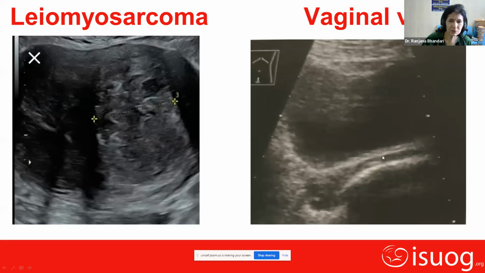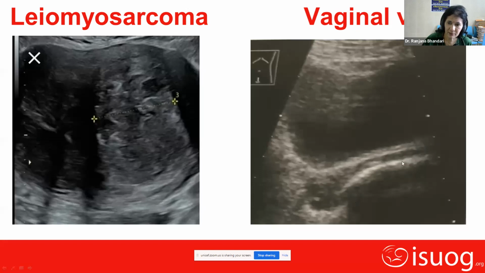You may think this is normal, but this patient had come 14 days after hysterectomy with a lot of fever and foul smelling discharge. So this is not a normal case of vagina. See, this is the anterior wall of the vagina and this is the posterior wall of the vagina.